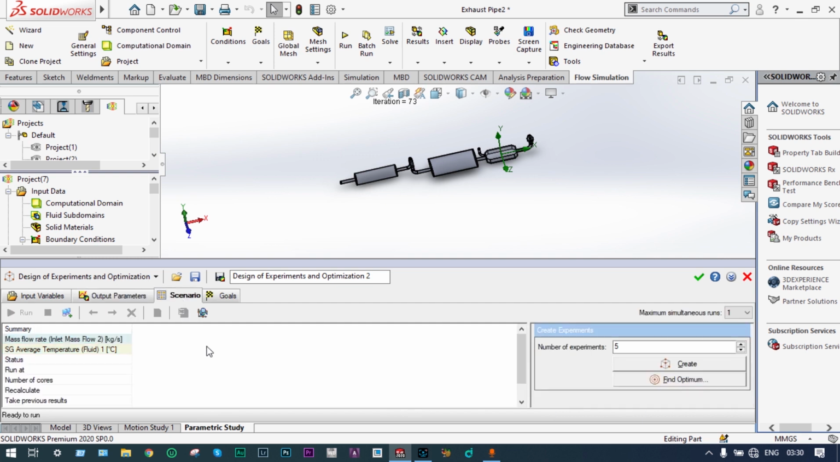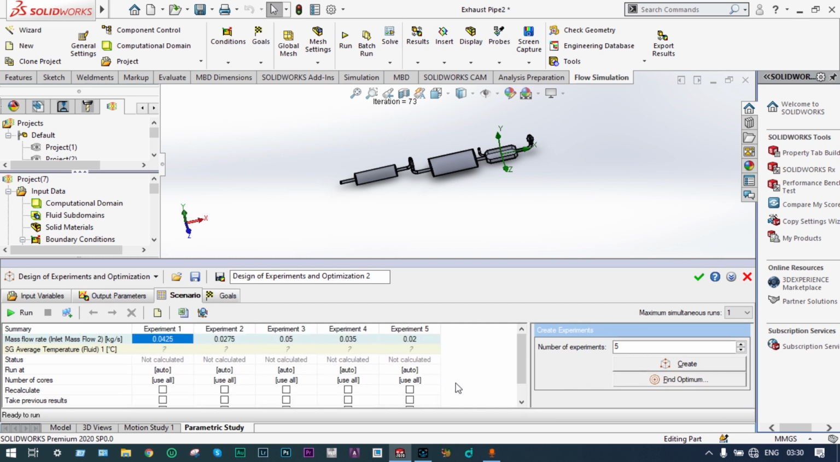Let's see the scenarios. With the specific input variable range, we are having 5 experiments. Let's create those scenarios. This scenario is automatically done. We can vary these things as per our requirement.